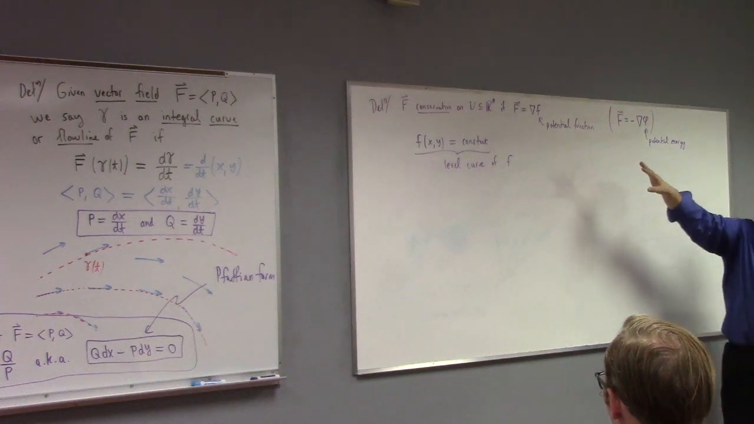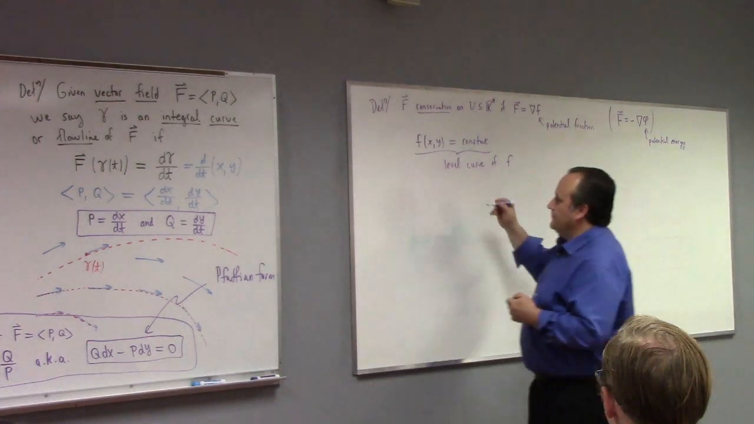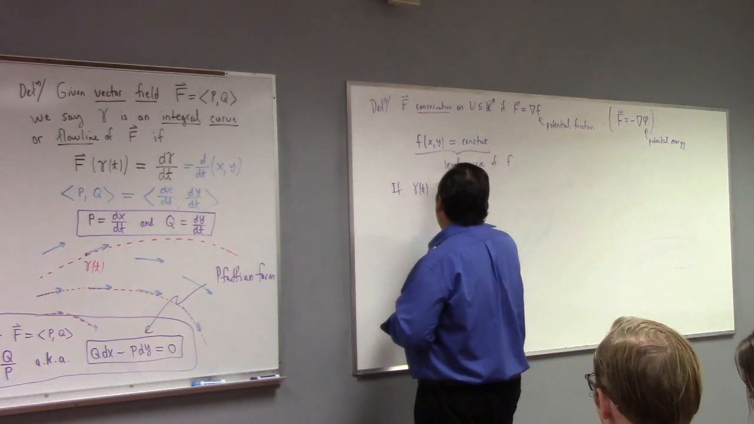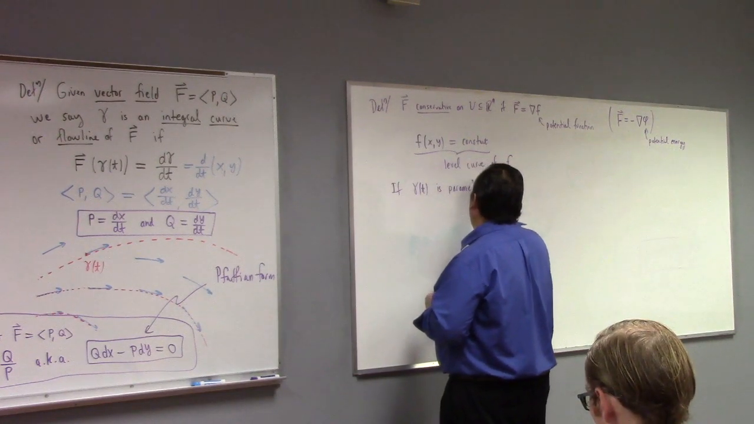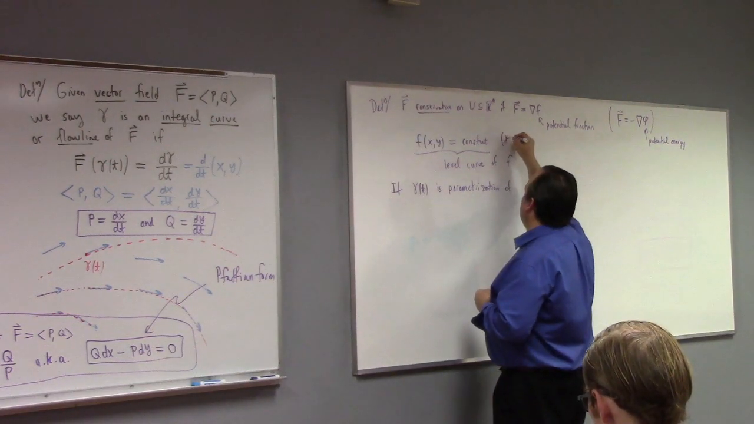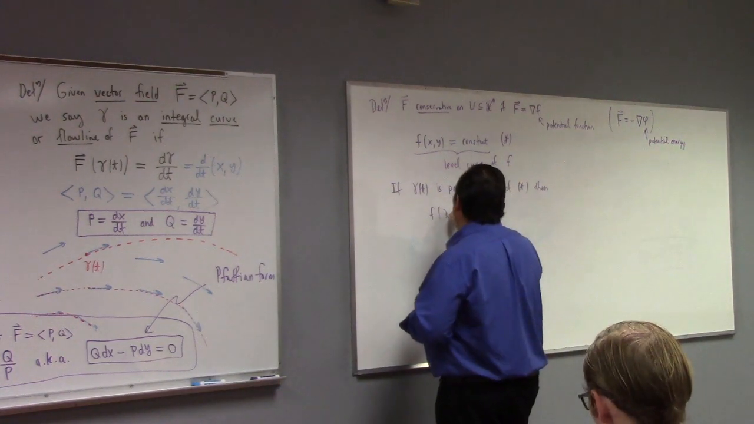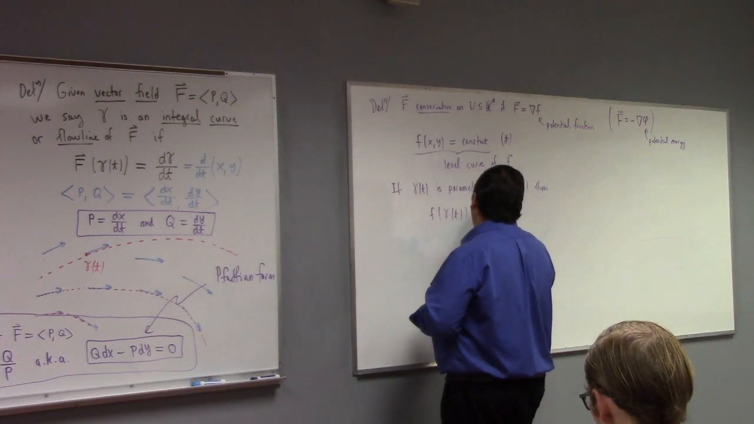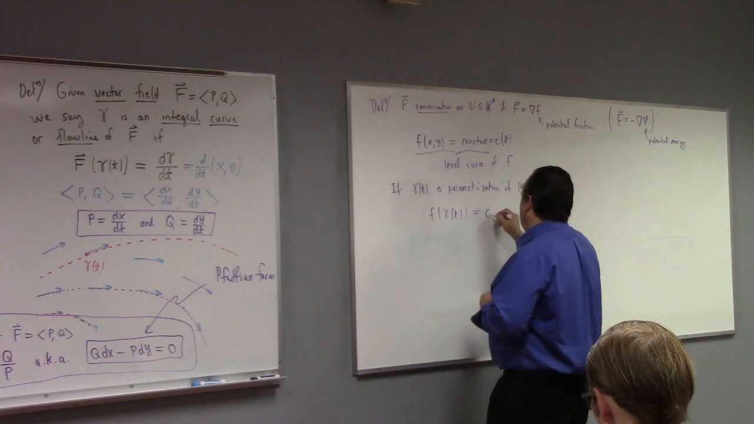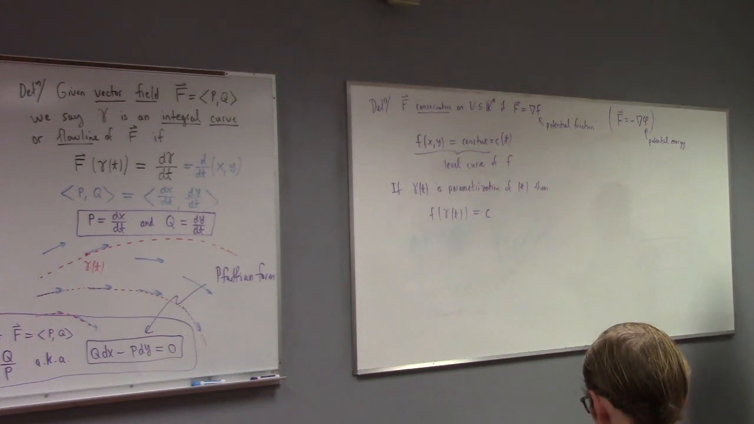So what if you had a parameterization of a level curve? What does that look like? If gamma of t is a parameterization of, let me call this thing star, then f of gamma of t is equal to that constant, which I'm going to call c because I'm tired of writing constant. And that's true for all time that the parameterization is good for.